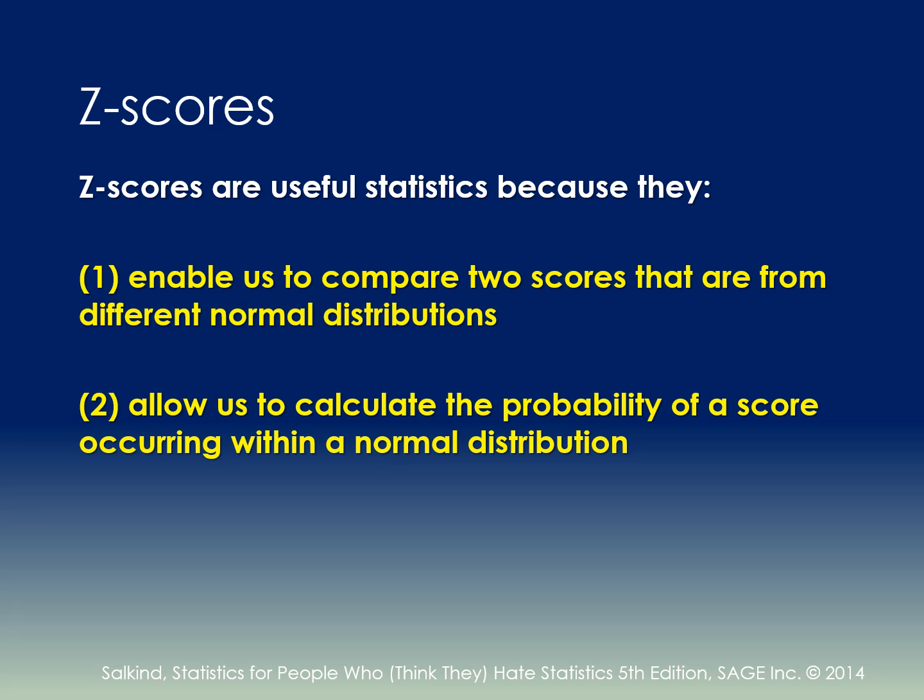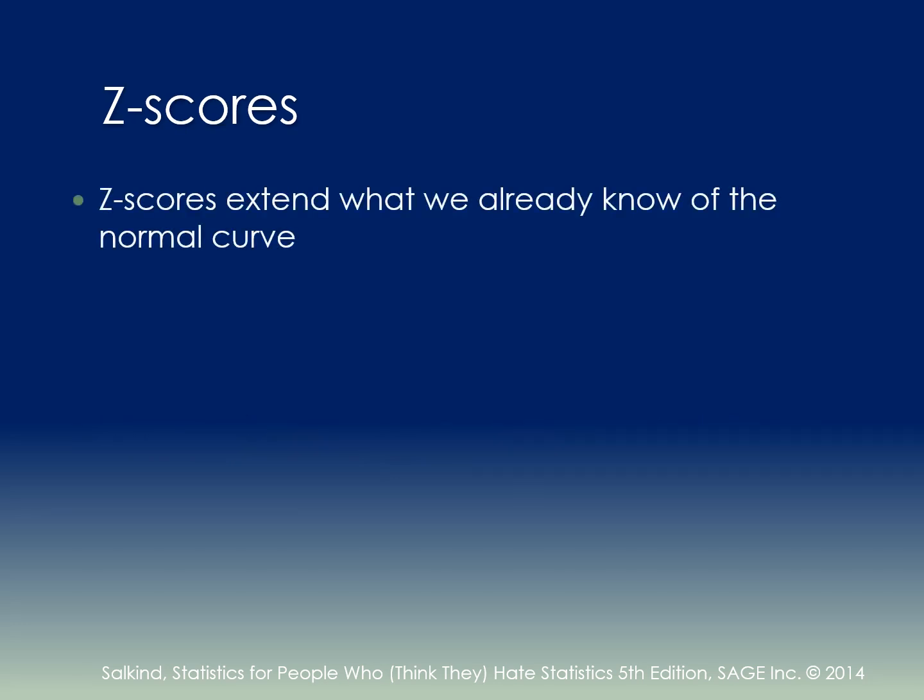Z-scores allow us to calculate the probability of a score occurring within a normal distribution. Now you might be thinking, if you didn't fall asleep in the previous couple of PowerPoints with Chapter 8 and the normal curve, we've kind of seen that already, haven't we? Well, we have, and we're going to unpack that. We're going to extend our knowledge of the normal curve by talking about Z-scores. It's really a small step sideways.